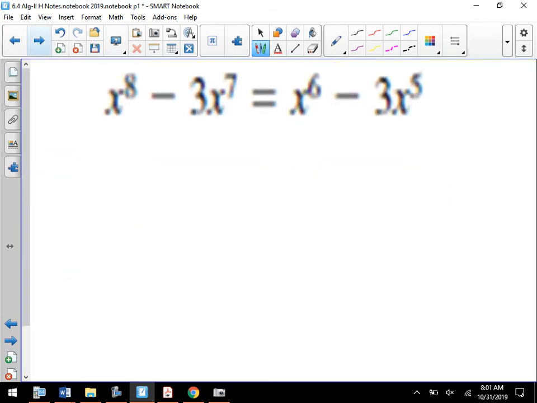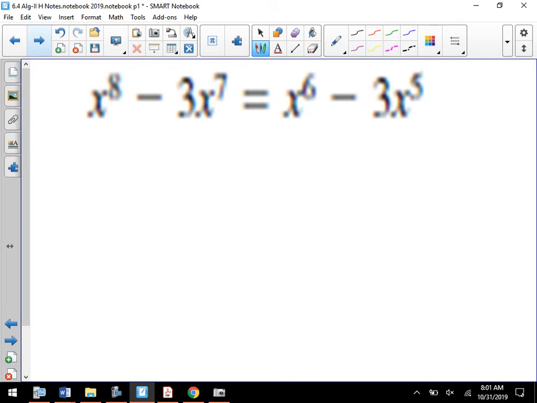Try this one. So sorry, it's a little blurry there. I'll rewrite it. It's x to the 8th minus 3x to the 7th equals x to the 6th minus 3x to the 5th.